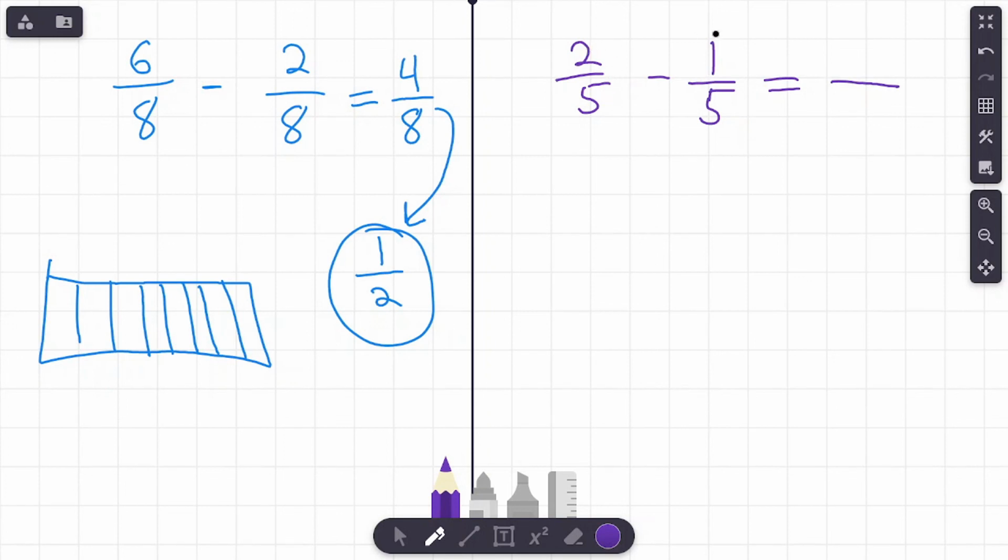After you've done that, subtract the numerators. 2 minus 1 is 1. Denominators, we do not subtract them. 1/5 would be our answer. Again, slow yourself down. We solved that one really quickly. Make sure you understand what it looks like.